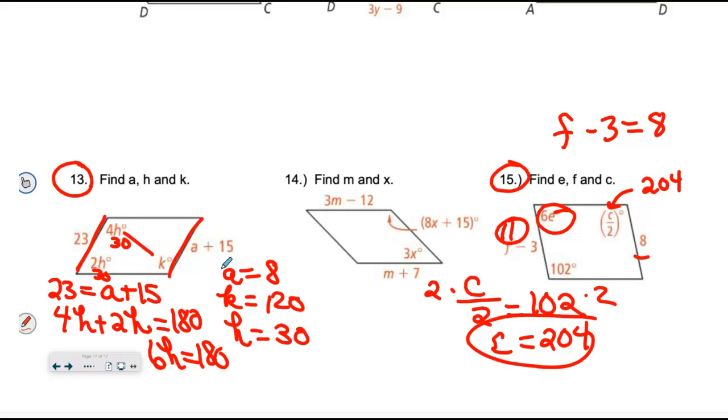Dino, go ahead. So, 102 plus 6E is going to equal 180. Perfect. Consecutive or supplementary. So let's go do that. 102 plus 6E equals 180. Go ahead, Dino, and tell me how to solve that real quick. 180 minus 102 is 78. Yeah, perfect. Then 6E equals 78.